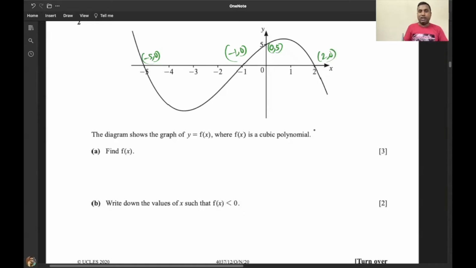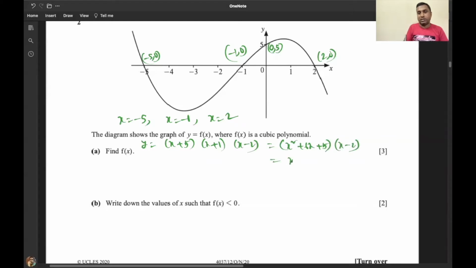That means the solutions, the values of x, are x equals minus 5, x equals minus 1, and x equals 2. So we can write the graph in this form: y equals x plus 5, x plus 1, and x minus 2. If we remove the brackets, we can write x square plus 6x plus 5, then x minus 2.